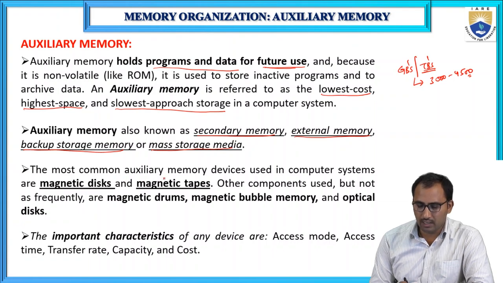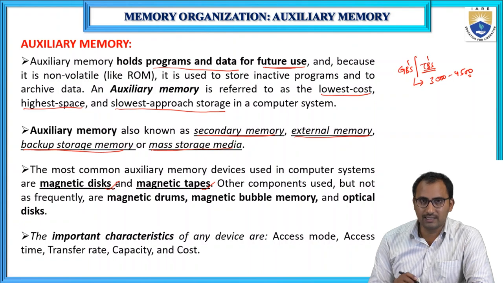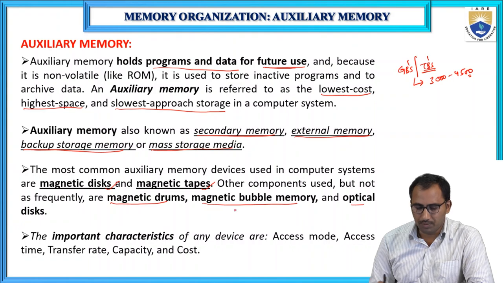The most common auxiliary memory devices used in computer systems are magnetic disks and magnetic tapes. So these are the most commonly used auxiliary memories. In addition to magnetic tapes and magnetic disks, some other auxiliary devices are also there, that are magnetic drums, magnetic bubble memory, and optical disks. These are examples of auxiliary memory devices.